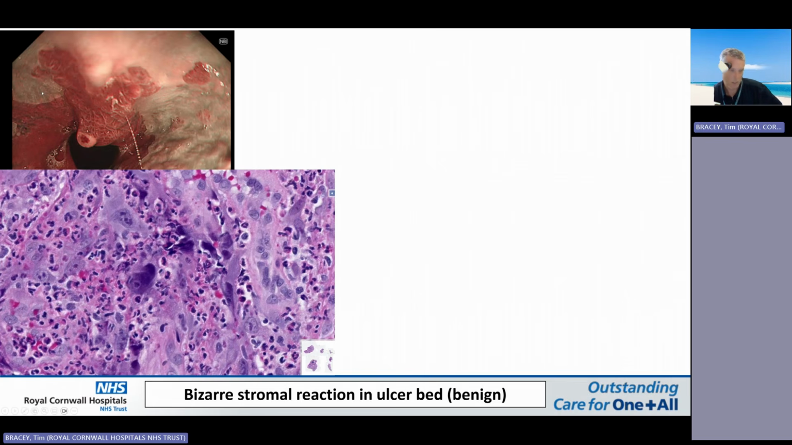If you like looking at endoscopy pictures like me, you can see this is the squamous epithelium of the esophagus here, and this is a bit of Barrett's mucosa here, and then this is a bit of hiatus hernia pushing up into the esophagus. But these things are nearly always right at the GOJ, tiny little polyps, and they show this bizarre stromal reaction in the ulcer bed.